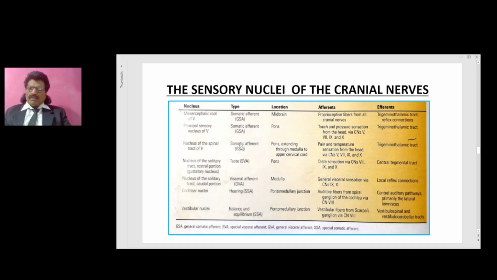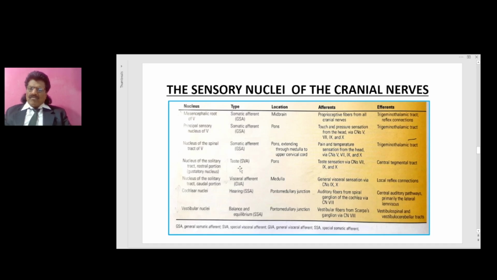These are the general somatic afferent. Now we have the special visceral afferent. The nucleus of solitary tract or rostral portion, gustatory nucleus. Taste sensations from cranial nerve 7, 9 and 10. So taste is from the cranial nerve 7, 9 and 10. The efferent is central tegmental tract.